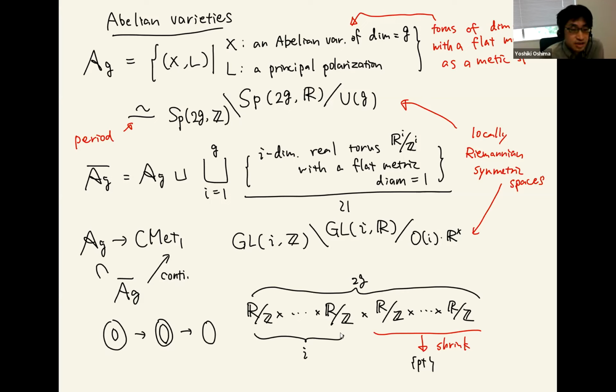So it is easy to see in this way. The original abelian variety as a metric space, for example, you can think of as a direct product of 2g copies of S^1, and some of them shrink the diameter. If we want the total diameter to be 1, then some of them will shrink, and some copies of S^1 survive, and then we get the torus of dimension i.